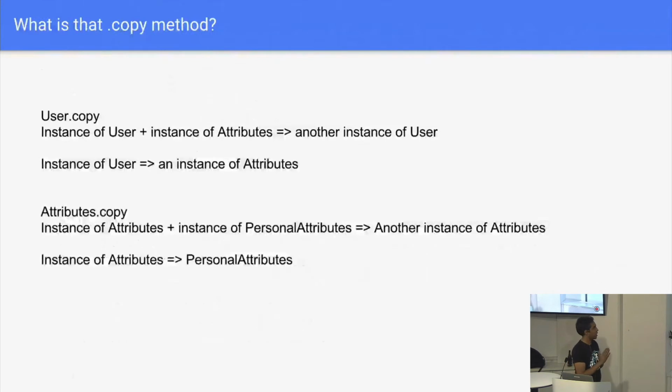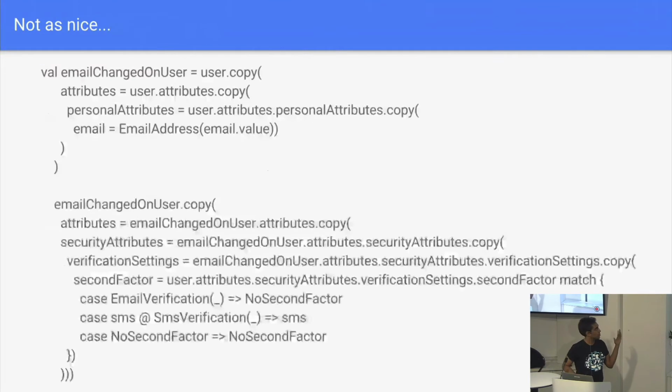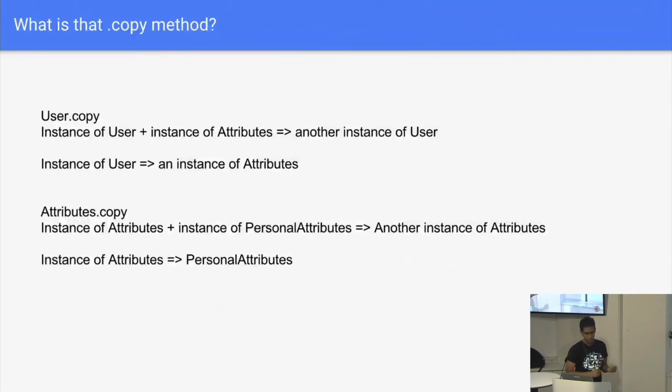So let's think about what we're actually doing there. What's happening on our copy method? What we're doing is we're taking an instance of that user, we're taking an instance of attributes, and we're getting back another instance of user. And if we wanted to, we could take that user and get the instance of attributes from it. And it's the same thing with the attributes.copy. We're taking an instance of the attributes and an instance of personal attributes or security attributes, whatever it is, and getting another instance of attributes with that set on it. And in both cases, you can get the attributes from your personal attributes. So, sorry, you can get your personal attributes from your attributes.